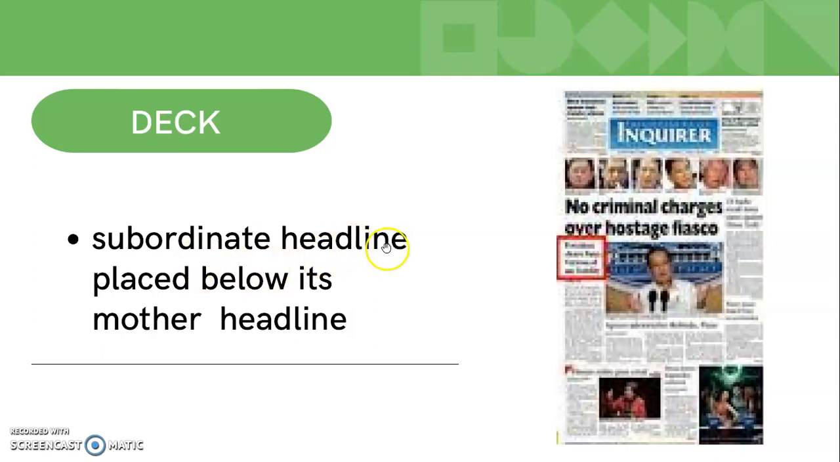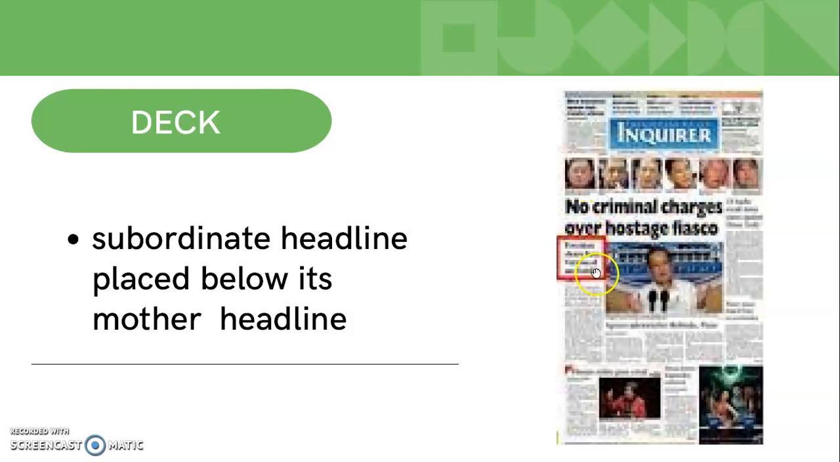So, deck is a subordinate headline placed below its mother headline. Let's say, for example, ito siya. Ito yung mother headline, or ito yung banner natin. Ito yung sinasabi kanina na pwede siyang, hindi siya mag-run doon across the page. Pwede siyang dito, maputol siya. And so, yung deck is a sub-headline. Related pa din siya dito. Kumbaga, let's try to imagine this one, no criminal charges over hostage fiasco.